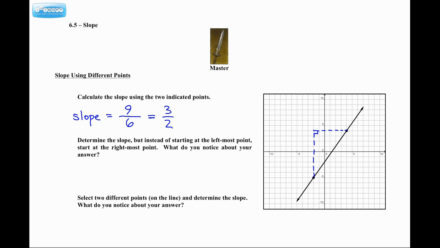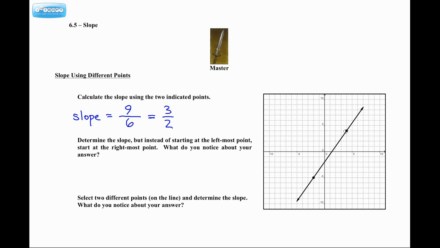So that should be review from last day. But the next part says determine the slope, but instead of starting at the leftmost point, which is right here, start at the rightmost point. What do you notice about your answer? All right, so let's try that. I'll erase this, and I'll do this one in red. I'm going to go from one point to the other, but I'm actually going to start at this point and see what happens.